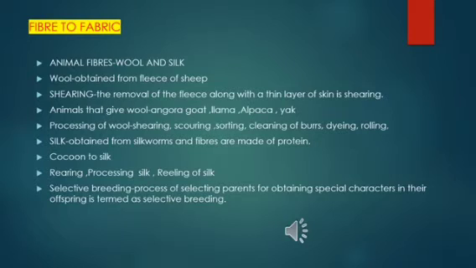The next important thing that you have to study is the processing of wool, which involves many steps, and it has been explained to you. I'm just giving it to you in gist over here. Shearing, scouring, sorting, cleaning of burrs, dyeing and rolling. So these are the different steps that are involved in the processing of wool. So you study this much about wool. And of course, you can also study about the different breeds of sheep that are found in India. Maybe you can remember one or two names. That is already there in your PPT.